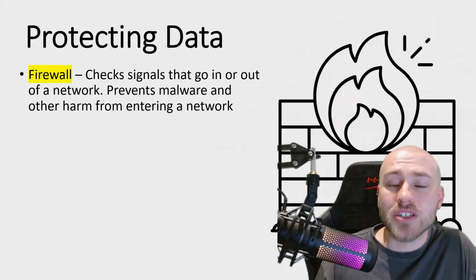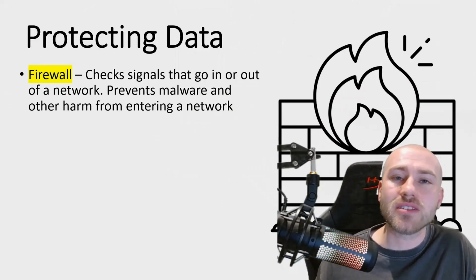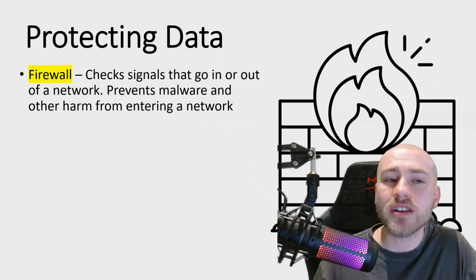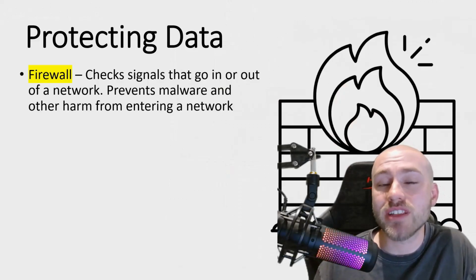Now, we've got different ways of protecting that data. Let's have a little look at the prevention methods. So the first one, which is a really common one, is a firewall. A firewall will check all the different signals that are going in and out of a network. This will prevent any malware from entering the network. So if a packet looks suspicious, the firewall will prevent it from entering the network.